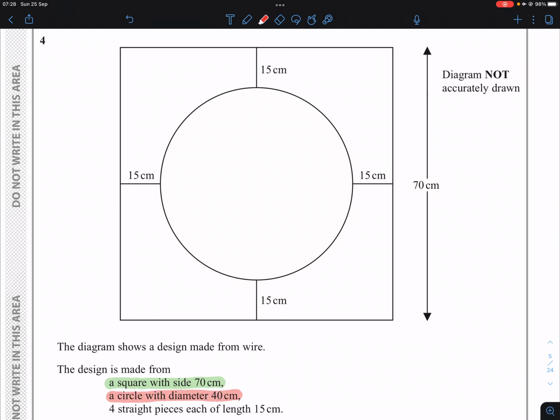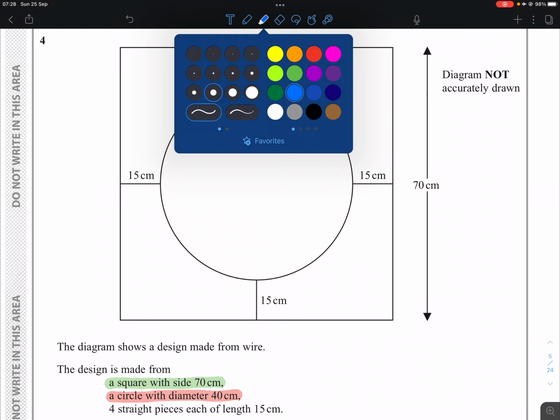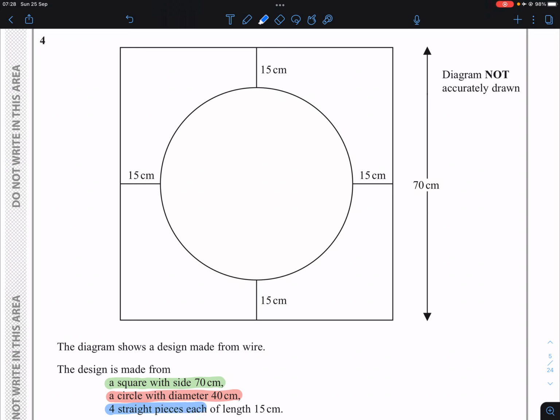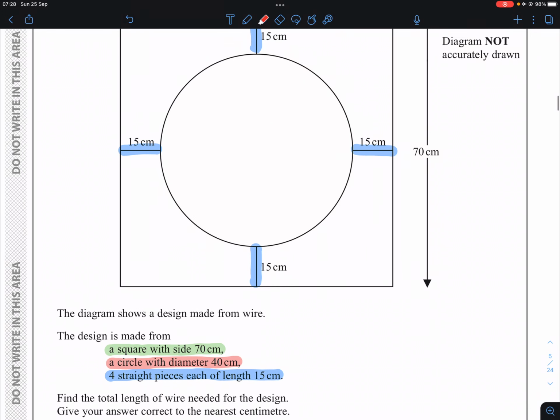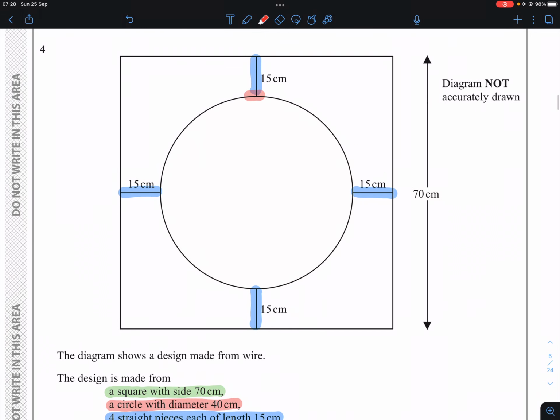There's a circle in the middle with diameter 40 centimeters, and we have 4 straight pieces, each of length 15. So to start, I'm just going to highlight these on our diagram. The question itself, just to scroll down, is asking us for the total length of wire. So we're going to need to find the length of all of these bits that I'm highlighting, and I'm just breaking them down into the 3 pieces of information that were given.